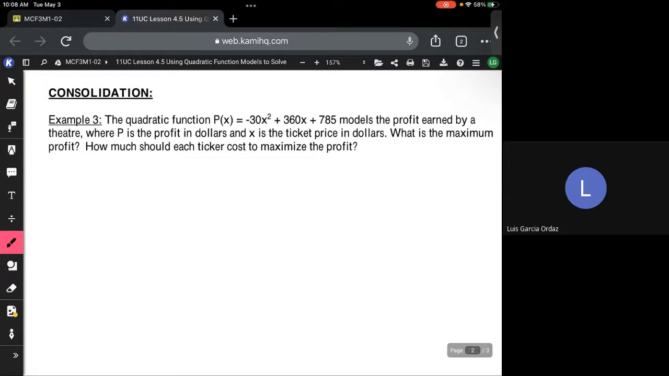Okay, so you find the vertex. Whenever it's asking us to find the maximum profit or the minimum profit, we're going to find the vertex.